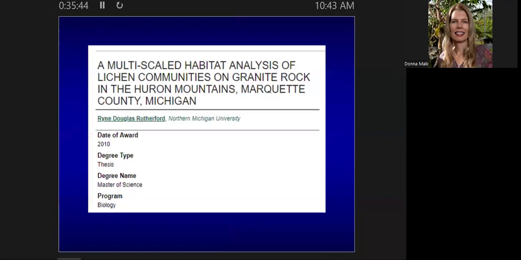One of Dr. Robertus's students, Ryan Rutherford, did a whole master's thesis on lichen communities in the Huron Mountains. I think he even gave a talk. I wonder if I can get my hands on that. There's a TV show where he gave a talk on lichens in the area here. I'll see if I can find that and post it.